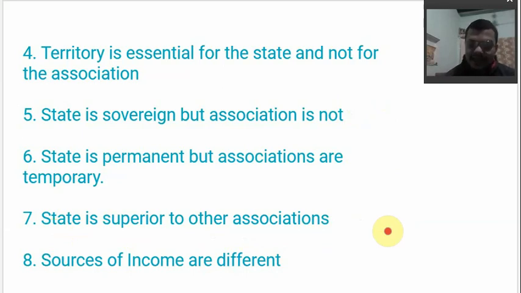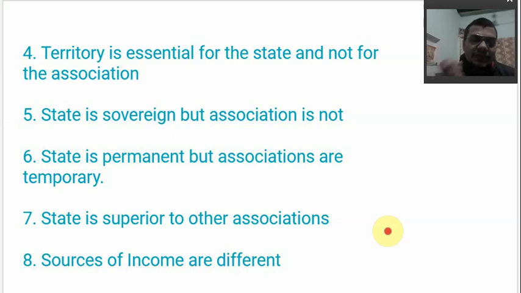No. But the state can decide this association is not good for humanity or for my law or for the people of the state, and I'm going to declare this illegal and I'm going to close its offices and confiscate its property. That is the power of the state. That proves the state is superior to other associations.